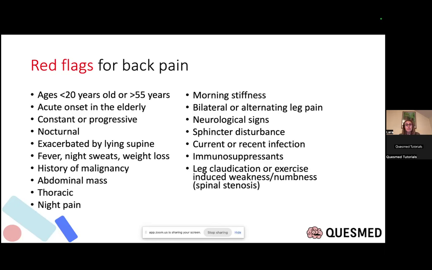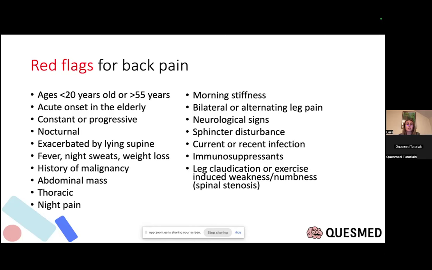In terms of morning stiffness, I find that the inflammatory back pain stems are really focused on ankylosing spondylitis, like we talked about. And bilateral alternating leg pain, neurological signs, sphincter disturbance. This is when you're thinking about your cauda equina. So have you had sudden onset or gradual progressive lower limb weakness?